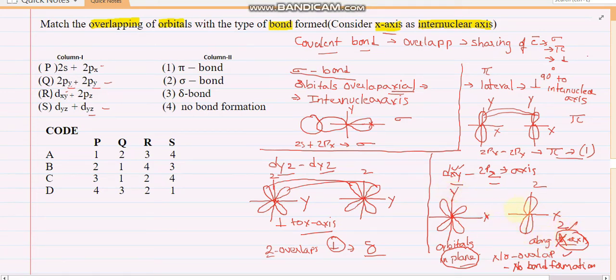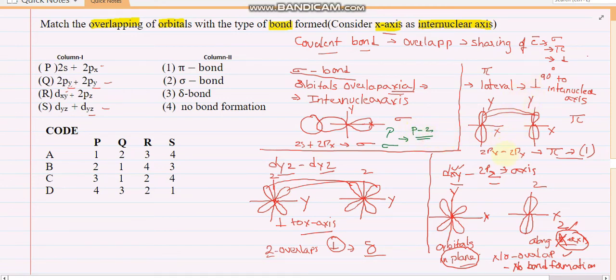Here it is in xy. Here it is in z. So there is no chance of overlapping. When there is no chance of overlapping, it doesn't result in the formation of any type of bond. So we can say that 2s plus 2px results in the formation of a sigma bond. So 2s plus 2px, which is option P, results in the formation of a sigma bond. So we can say that P will be 2.